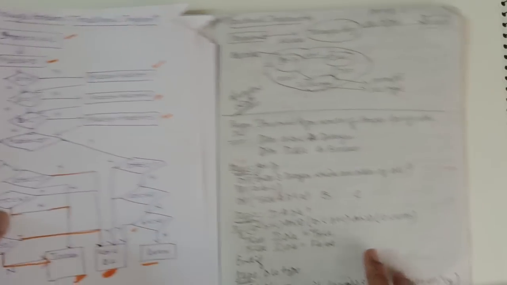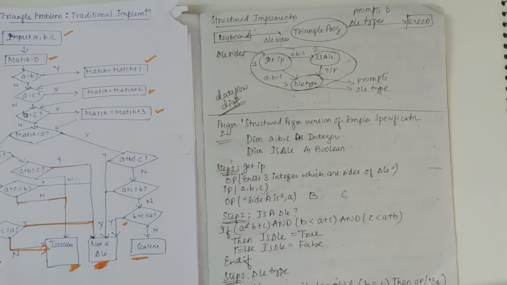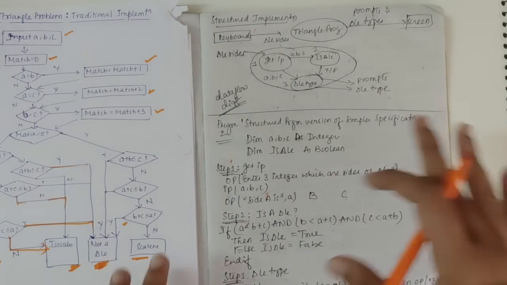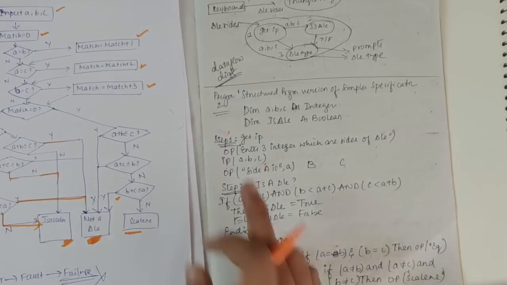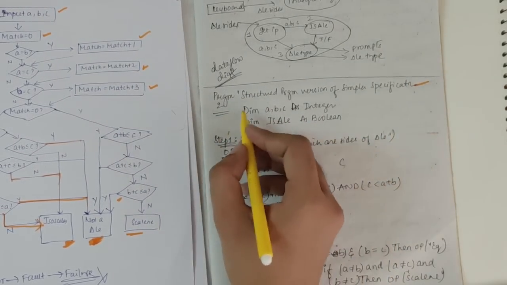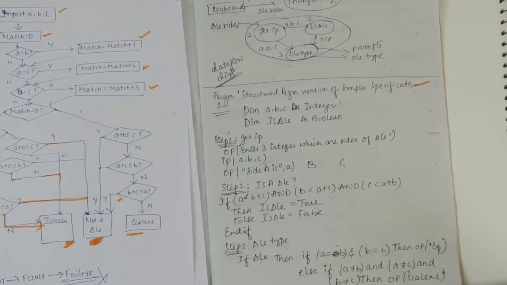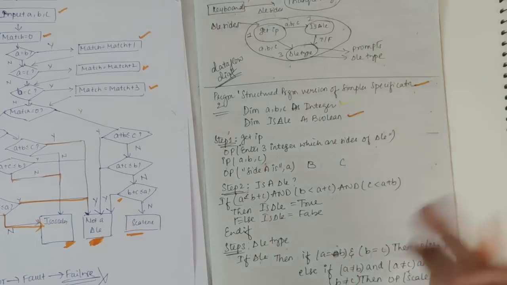They could ask the triangle implementation, either the traditional implementation or the structural implementation. Looking at the structural one, we have the structural implementation. For that we need to write the code first. So this is the structural program version of the simpler specification. Here I'm taking dimensions A, B, C as integer, followed by is triangle condition, which I'm taking as boolean, yes or no.